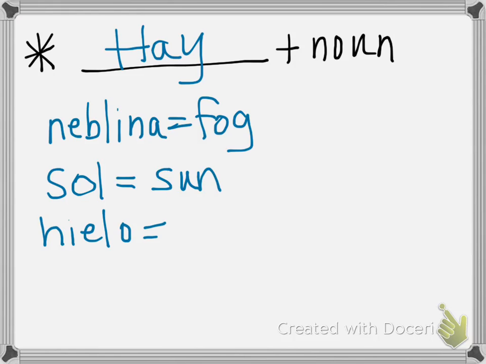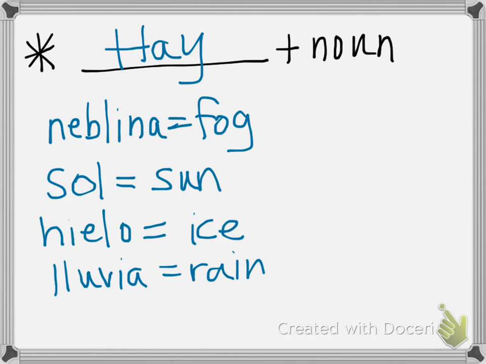We have hielo, which is ice. Okay, so if there's ice out, you could say hay hielo afuera. We have lluvia, which is rain. And then nieve, which is snow.